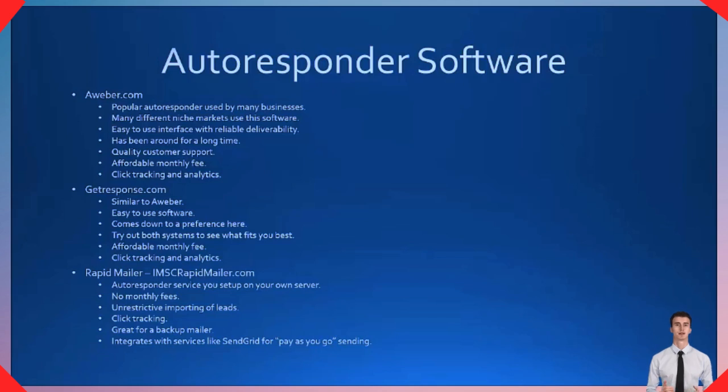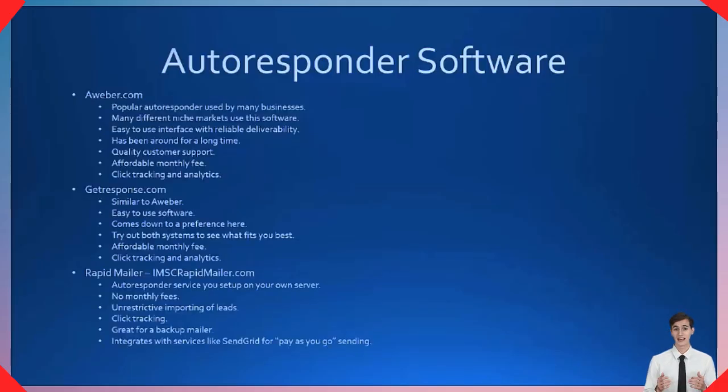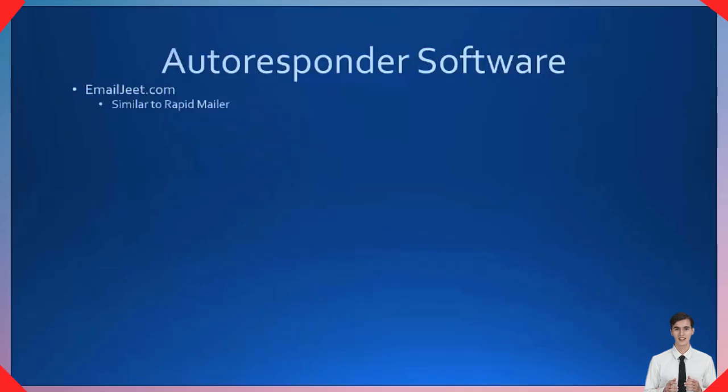Whereas Aweber and GetResponse just charge you a flat monthly fee. These other sources like SendGrid charge you per email. So you do want to monitor it and make sure it's getting a good return for you. But RapidMailer is a good autoresponder software that you don't need to set up.